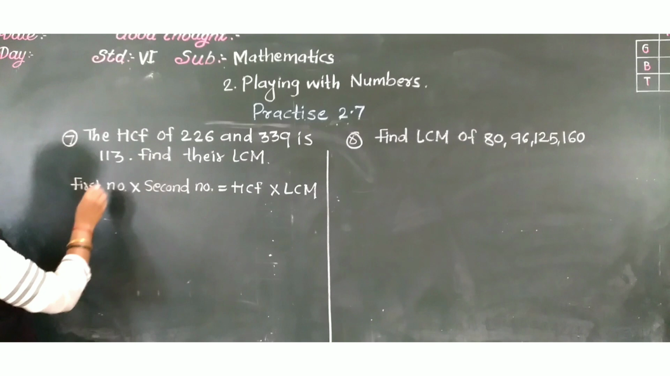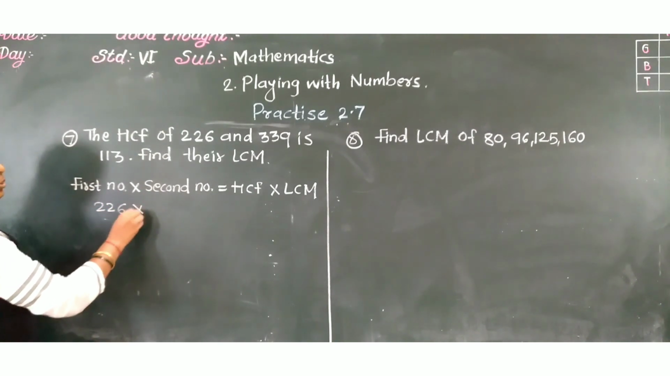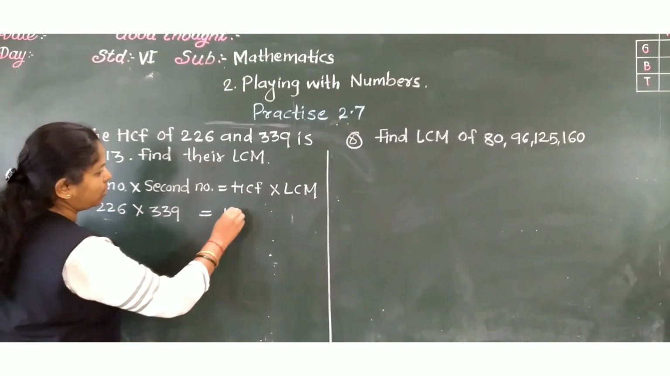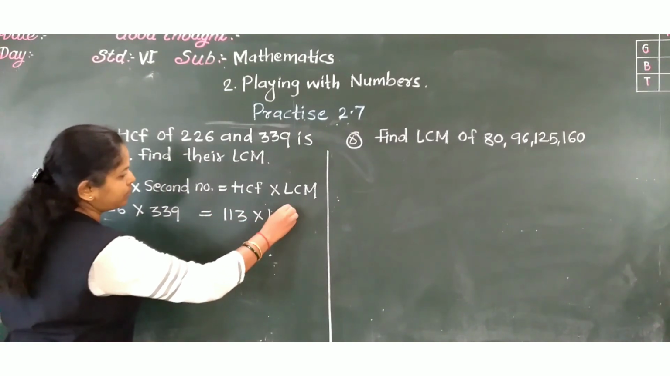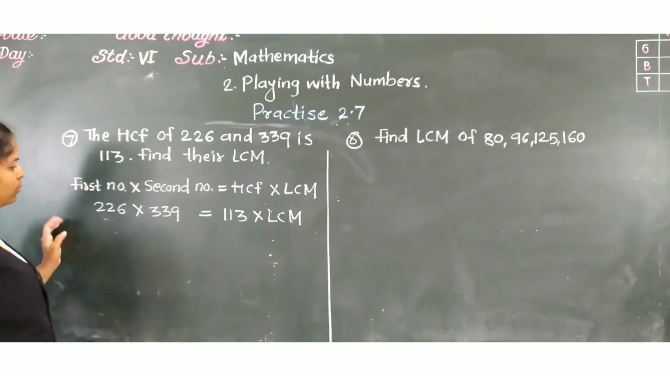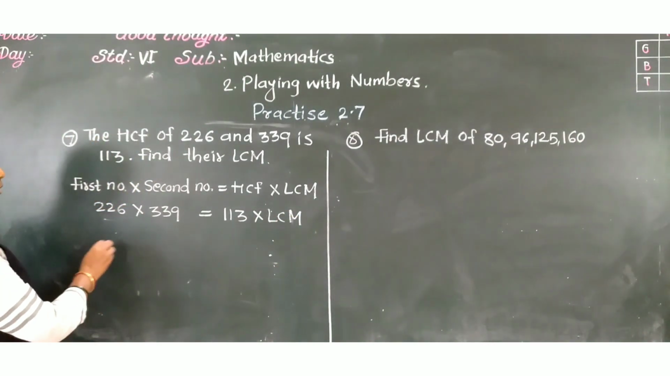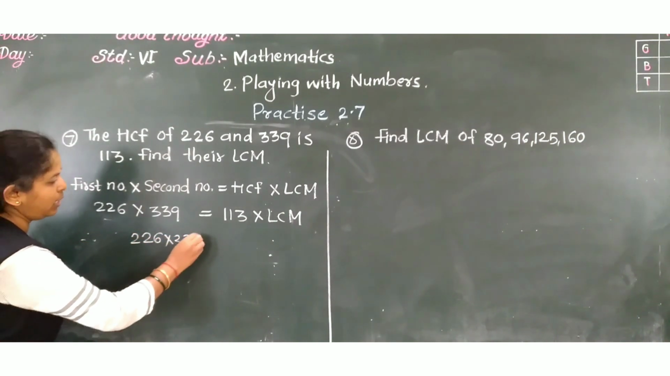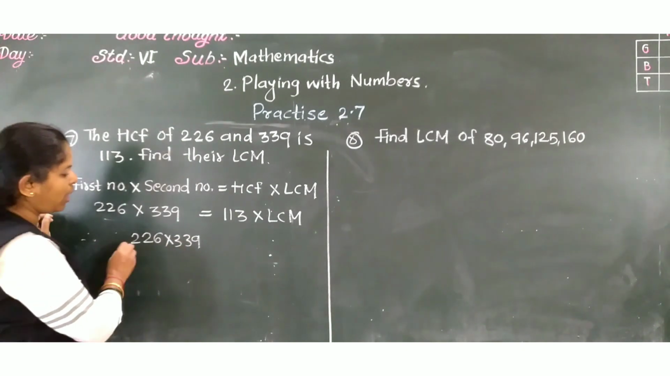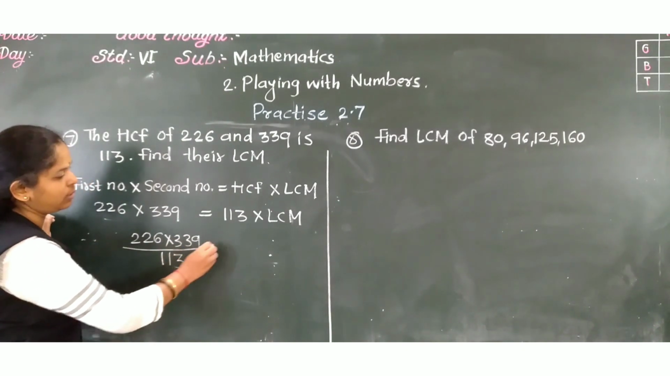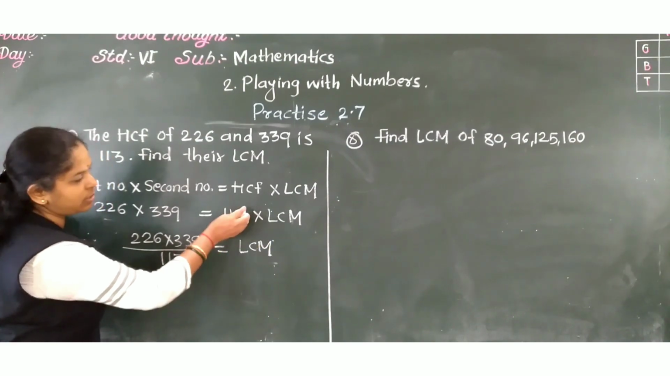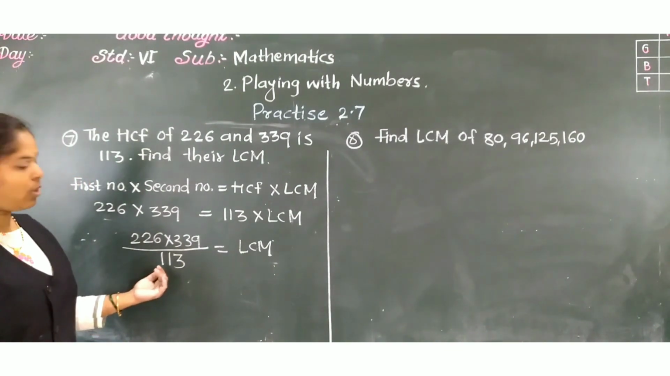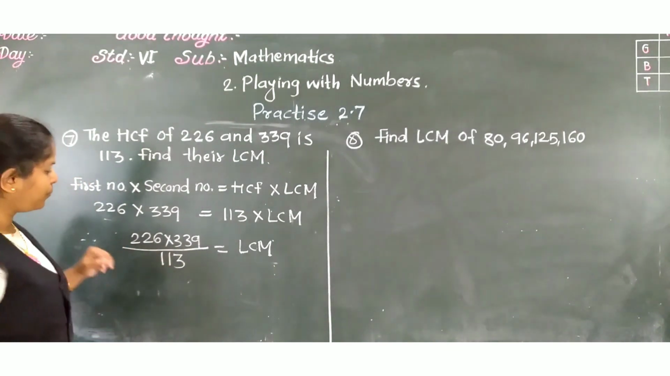Okay. Now first number is 226 into 339 is equal to HCF, given 113, into LCM. Therefore, 226 into 339, you have to divide this number by 113 and LCM will remain there. See, this 113 is for multiplication. After changing side it undergoes division.